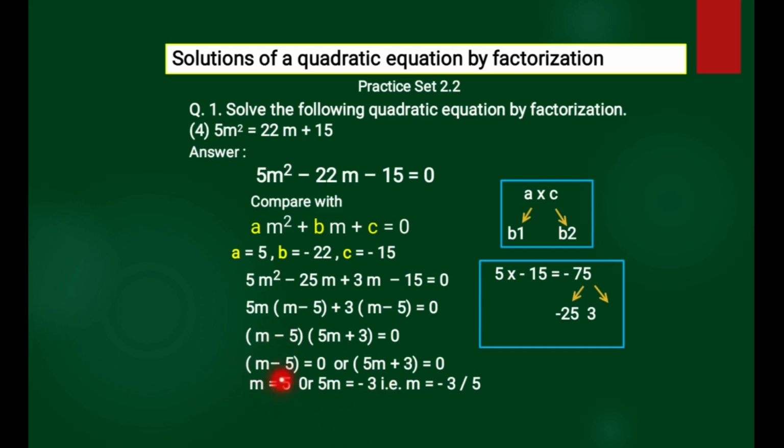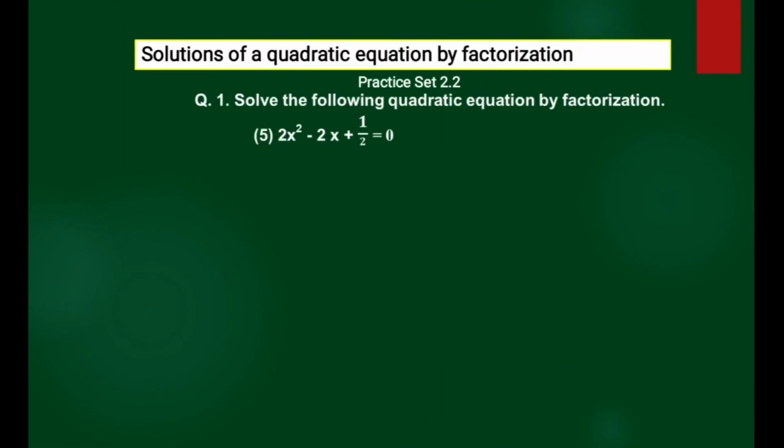From this, if we transfer minus 5 to the right hand side, we get m equals to 5, or after transferring this plus 3 to the right hand side, we get 5m equals to minus 3. So we require m, so divide each term by 5. We get m equals to minus 3 by 5. So the factors are m minus 5, 5m plus 3, and the solutions are 5 and minus 3 by 5. Hence 5 and minus 3 by 5 are the solutions, meaning roots of the equation.